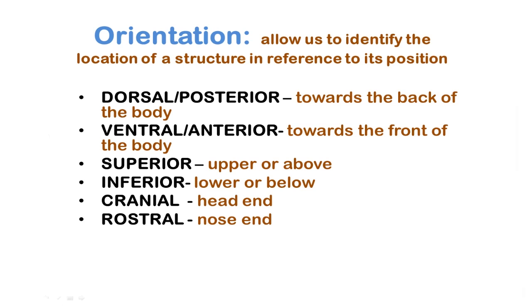Rostral will mean the nose end, and caudal will mean the tail end. So we have dorsal or posterior, ventral or anterior. Then we have other terms such as superior, inferior, cranial, rostral, and caudal. Understanding the definition of these different terms will allow us to identify the location of some structures in reference to others. So let's go through some practice for orientation.